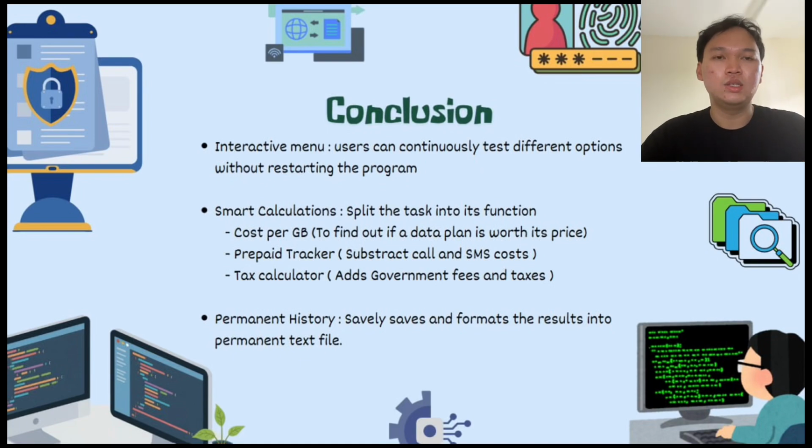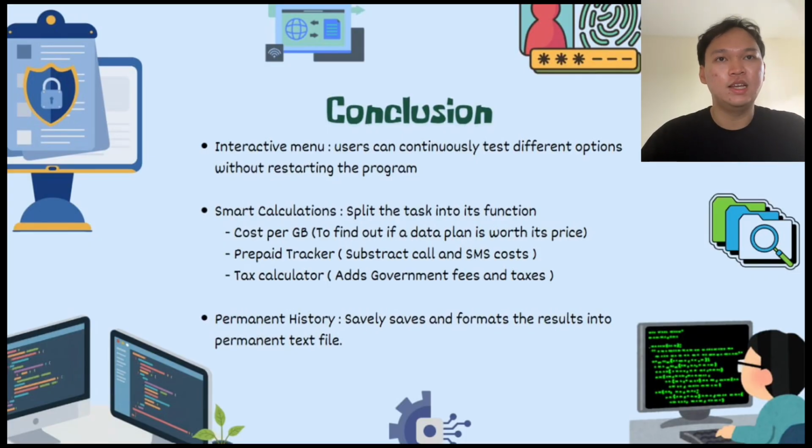Second, the smart calculation. Smart calculation here is to split different tasks into the 3 needed sections, which are cost per GB, per pet tracker, and tax calculator. In these 3 calculations, we use functions to make it easier to see in the coding part.